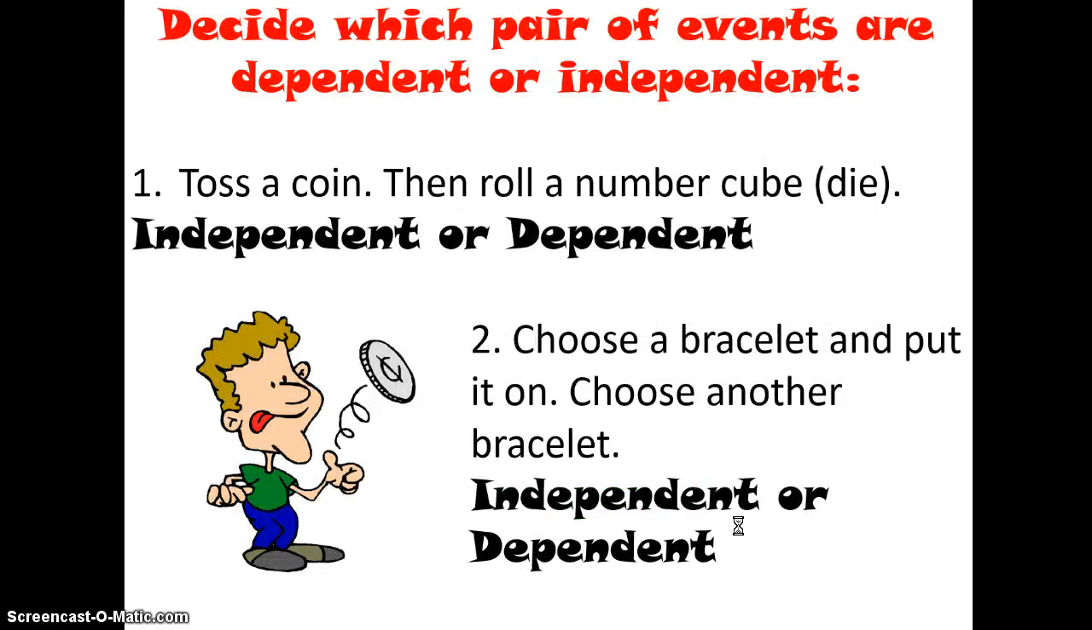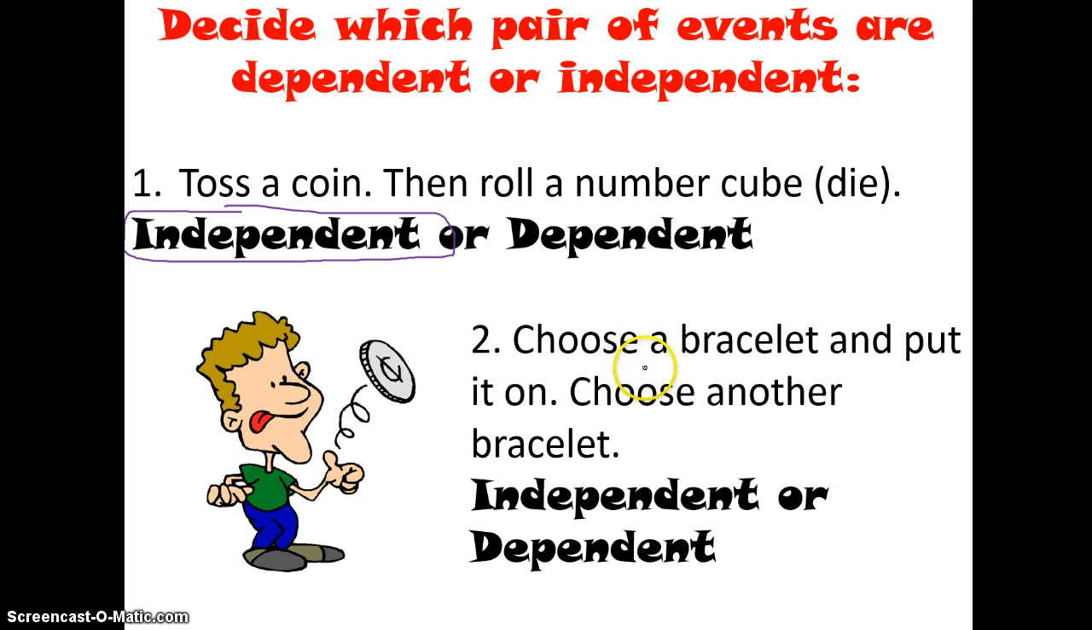So we'll look at just a few examples before we conclude today's notes. We're going to decide whether we have independent or dependent events on our hands. You toss a coin, then roll a number cube. Is it independent or dependent? If you said independent, you are correct, because tossing a coin has no effect on the outcome you get when you roll a number cube.